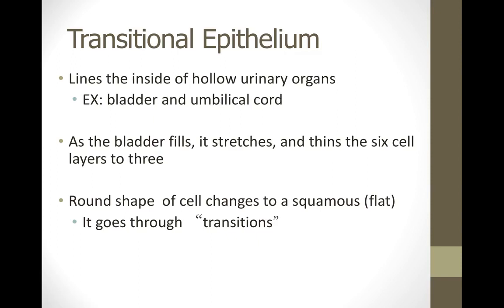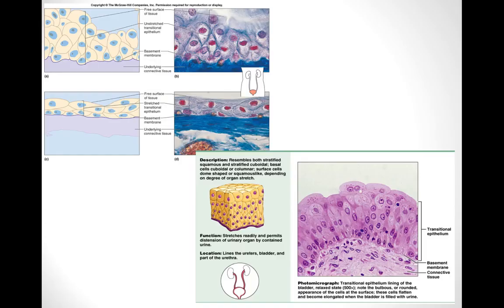Now, within the stratified squamous cells, we have a specific type of cells known as transitional epithelium. As the word transitional implies, it changes from one shape to another, in a sense, transitioning. It can be found in the bladder, in the ureter, which is a tube that goes from the kidney to the bladder, and the umbilical cord. I will show you on the picture to make more sense of this.